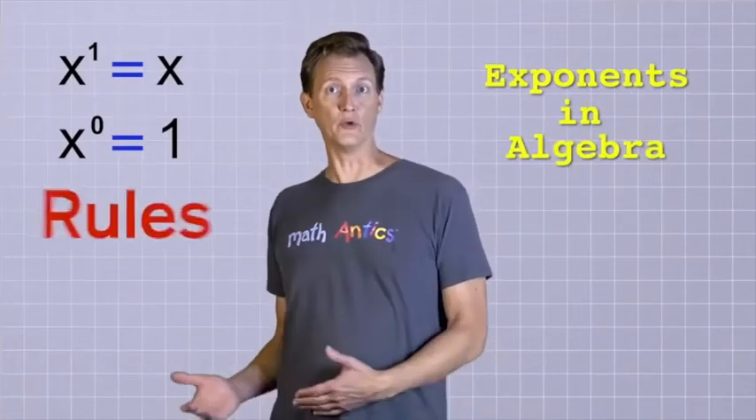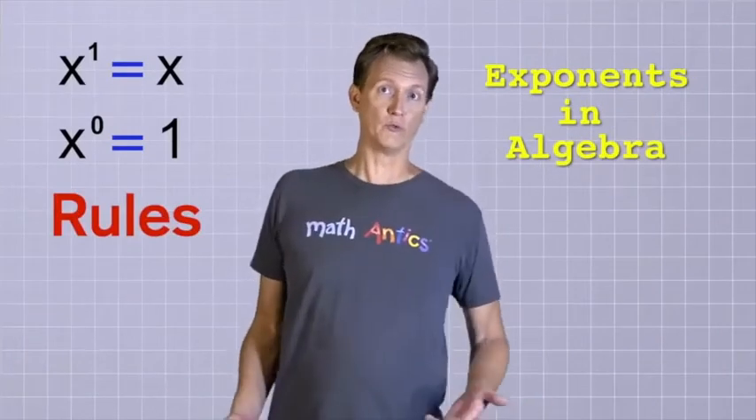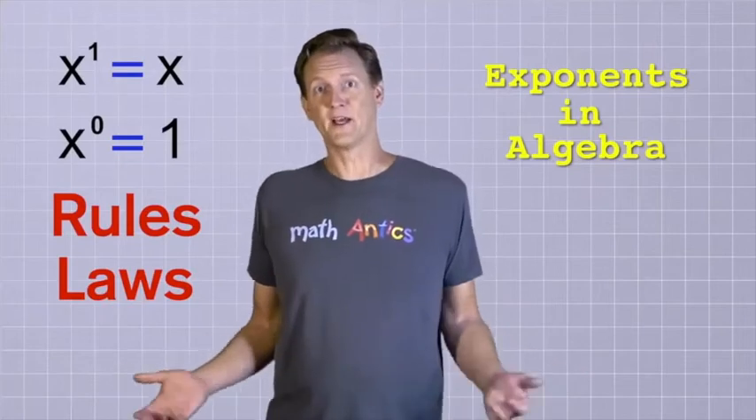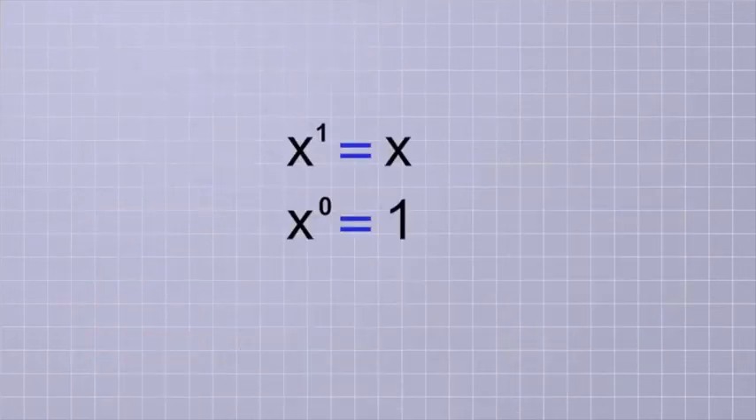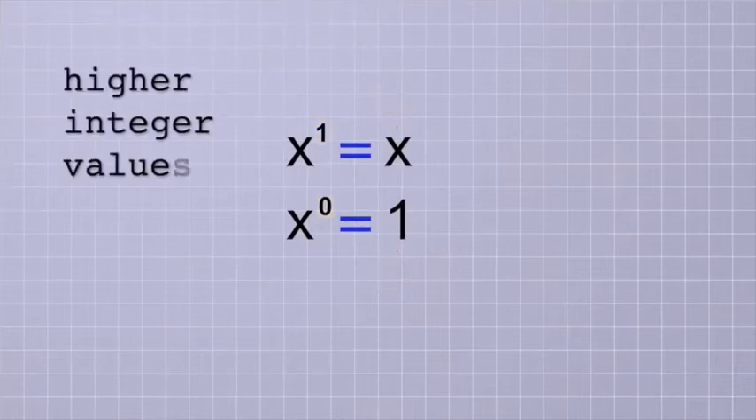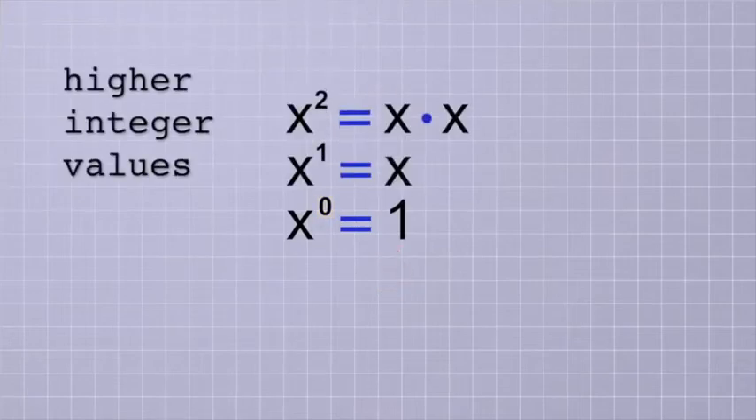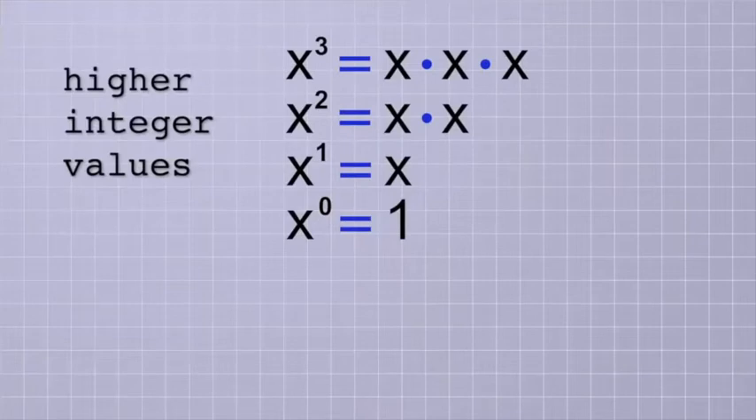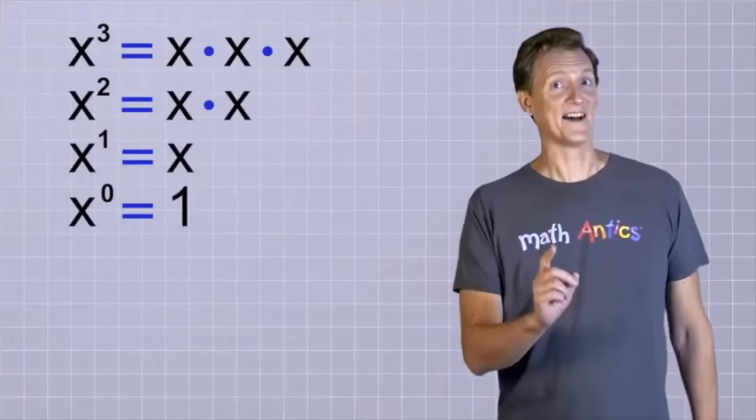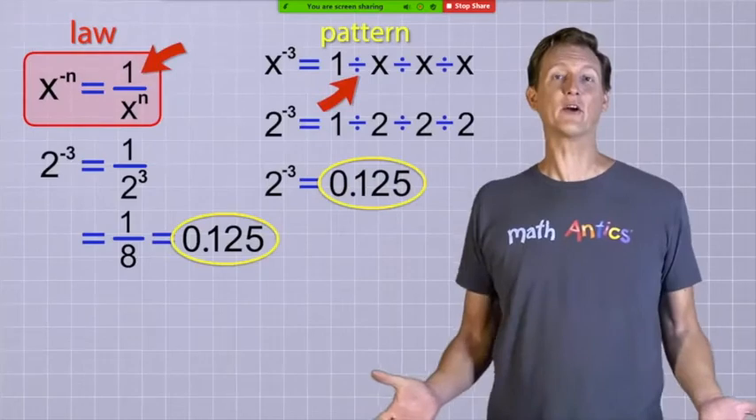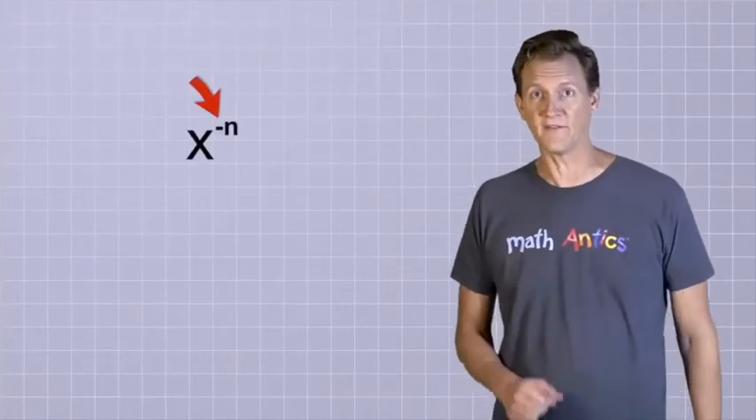They're just the two rules we learned in that video. You know, rules, laws, same difference. So you probably already know them. They simply tell us that anything raised to the first power is itself, and anything raised to the 0th power is just 1. And because we already know about exponents that are higher integer values, like x to the second and x to the third, that means we've pretty much got things covered, right? Ah, not so fast. And now you know how to handle any expression with a negative exponent.